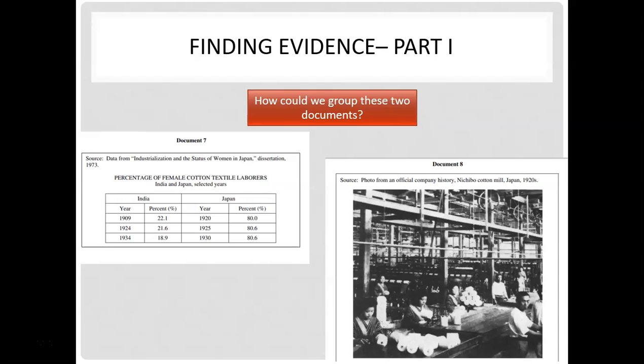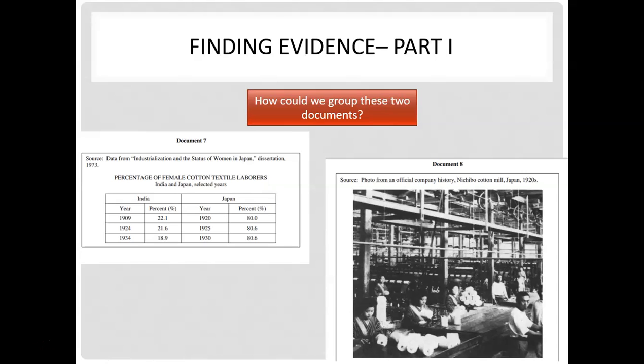Well, in document 7, like we've already pointed out, there are a heck of a lot more women working in Japanese factories than in India. And then in document 8, we've already pointed out that this is a factory, it's got machines, and it's got a lot more women than men in the factory. So I think there is something similar that both these documents are saying. This document is showing that more women work in a Japanese factory than men, and this document is showing that more women work in a Japanese factory than men. So these documents are basically saying the same thing, and they can be a group.